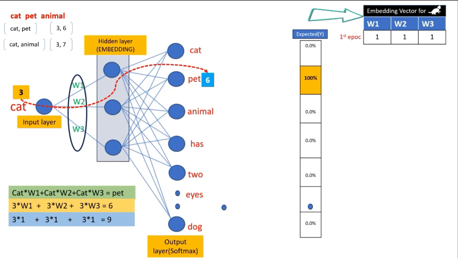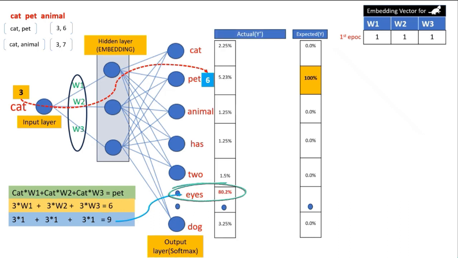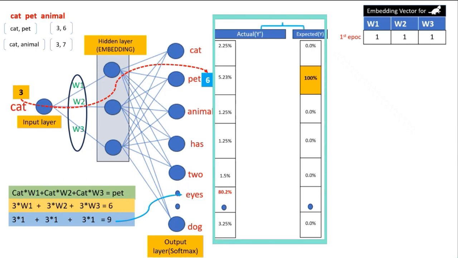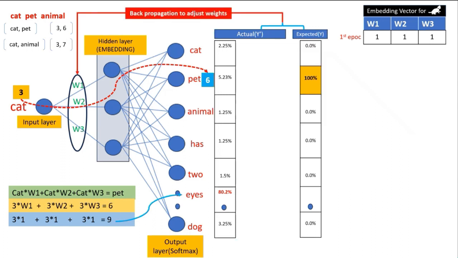Keep noticing this table at the right hand corner because I'm going to keep track of these learned weights there. So when weight is kept 1, it is producing value 9 in the output, which is the token value for word eyes. That means model will assign highest probability to word eyes as the surrounding word for input word cat. When comparing the actual result with the expected result, obviously this is incorrect. Therefore, through back propagation, these weights are adjusted for the second epoch.